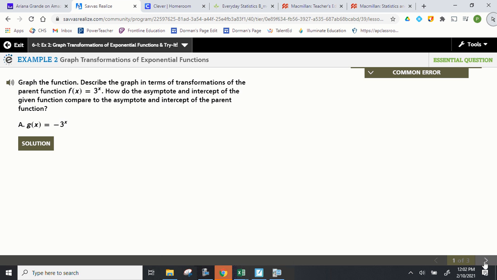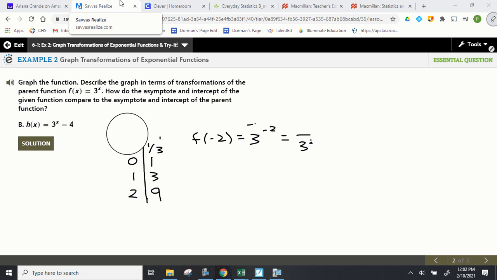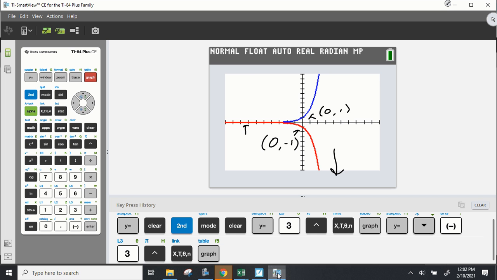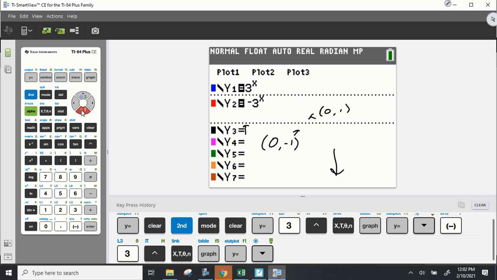Oof, it's going to leave all my stuff there. Let's do another. What is going to happen here? All right, so we've got the 3 to the x power on our graphing calculator. Let's get rid of this -1. I'll just hit delete. Sorry, all this stuff is there.